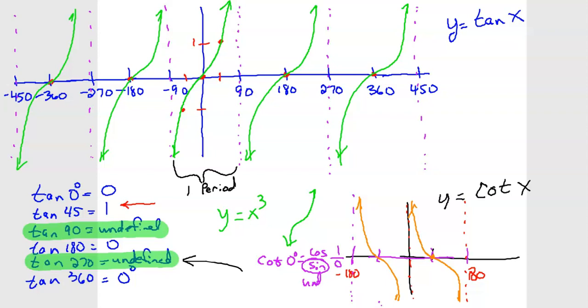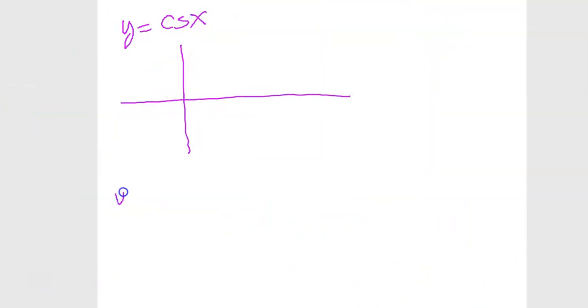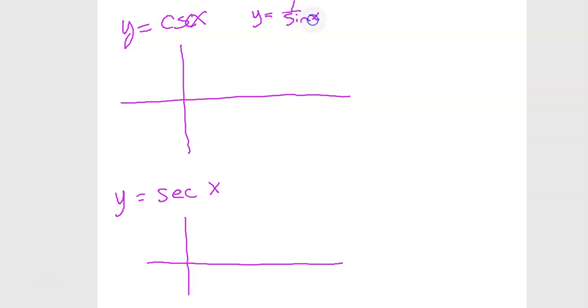All right, so let's talk about the other 2 functions. Let's talk about y equals cosecant of x. So how do you graph that? And then y equals secant of x. So how do you graph those? Well, just as a reminder, cosecant is the same thing as 1 over sine. So it has something to do with the sine function, and secant is the same thing as 1 over cosine of x. So it has something to do with the cosine function.